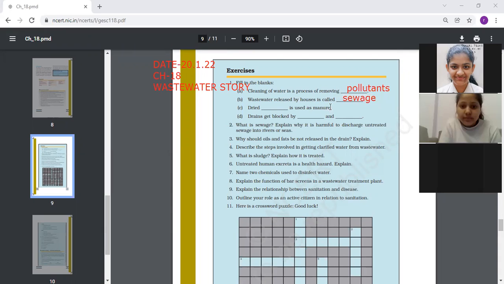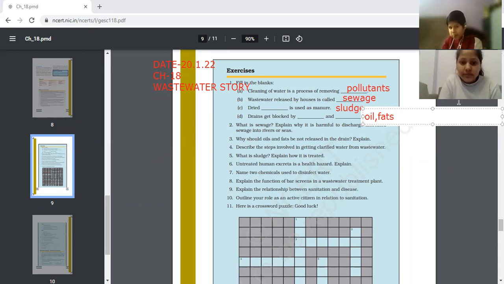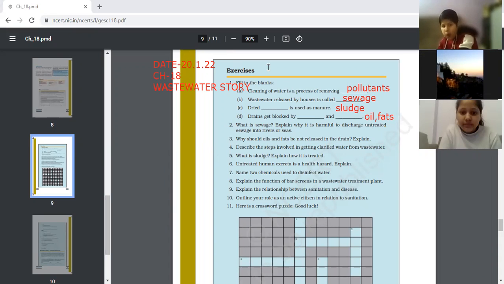dried what? Sludge. Next is, drains get blocked by dash and dash. Cooking oil and fats. Cooking oil and fats, you can write down. Next, question number two is, what is sewage?